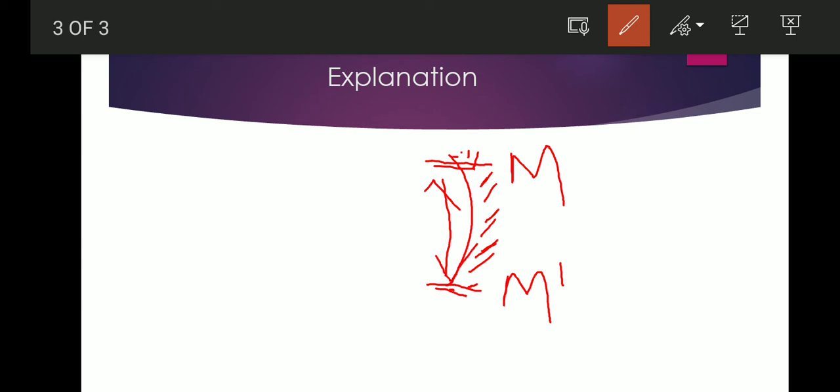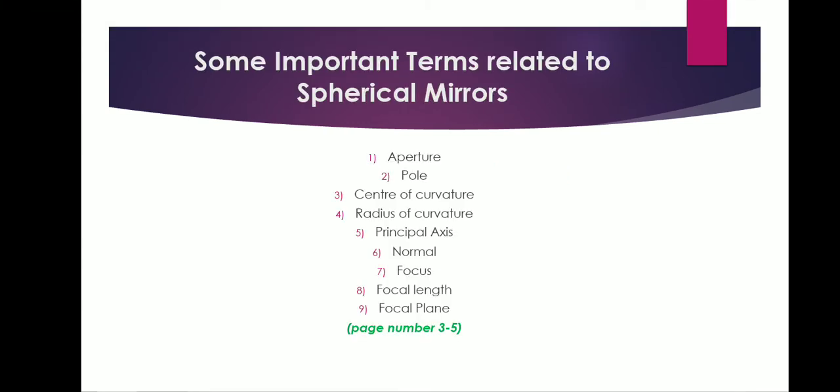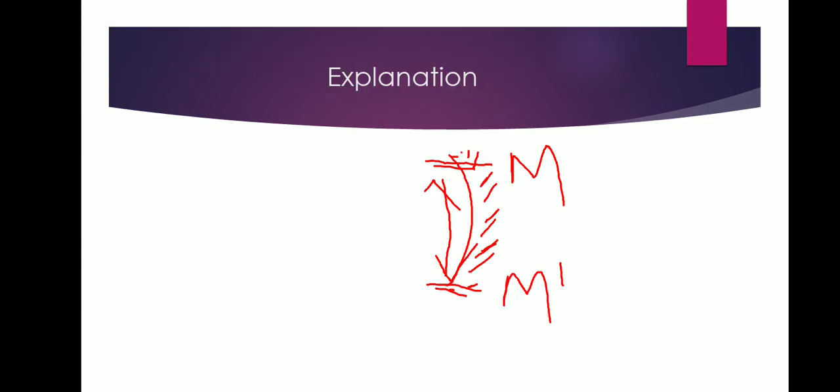So aperture number 1: the width of the reflecting surface of a mirror is called aperture.